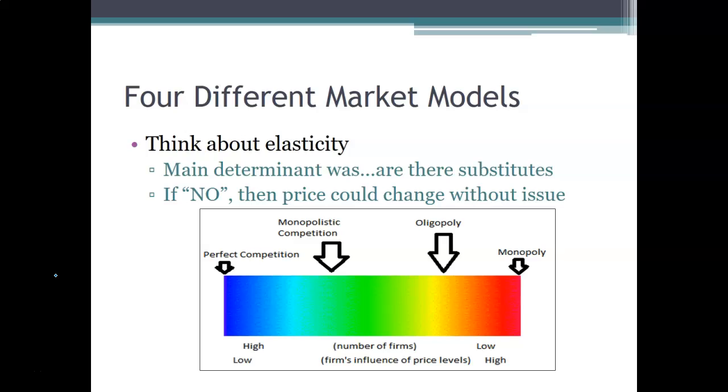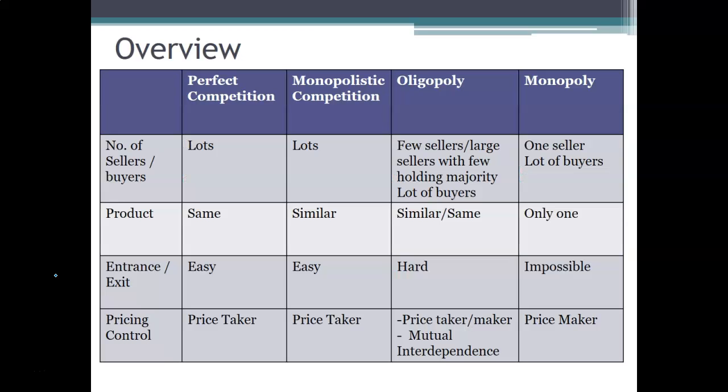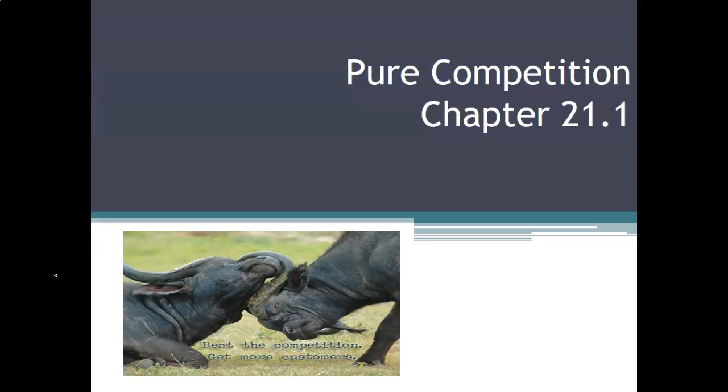So for the four different market structures, there's perfect competition, monopolistic competition, oligopoly, and monopoly. And here's a table that kind of tells you everything you need to know, review it if you need to, but again, we're focusing on perfect competition going forward.